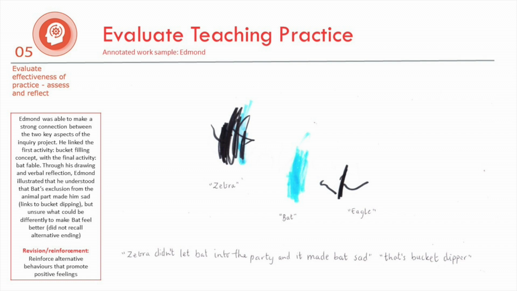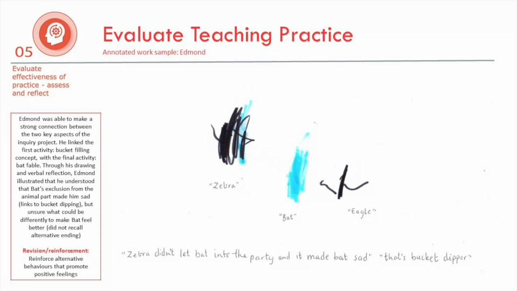The first drawing I have here is from Edmund, and Edmund was able to make a connection between the bucket filling dipping concept and our bat fable. He was able to articulate to me that Bat's exclusion from the parties made him feel sad, and he linked that to bucket dipping. But when I asked Edmund what could be done differently to help Bat feel good, he was unsure. So this tells me that it would be important to reinforce with Edmund behaviours that do promote positive feelings.